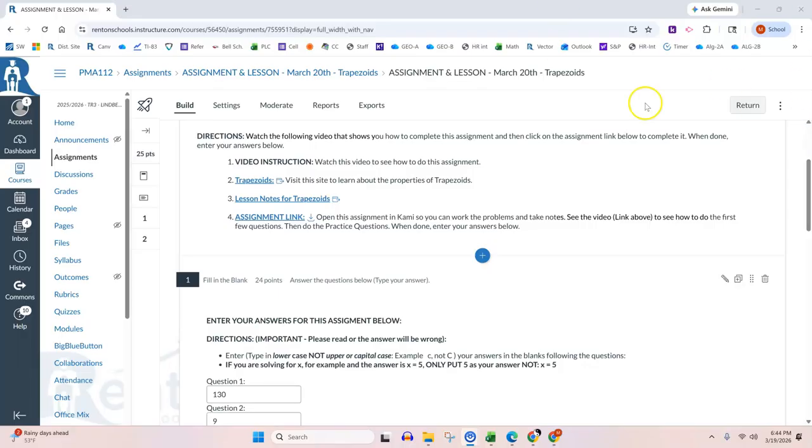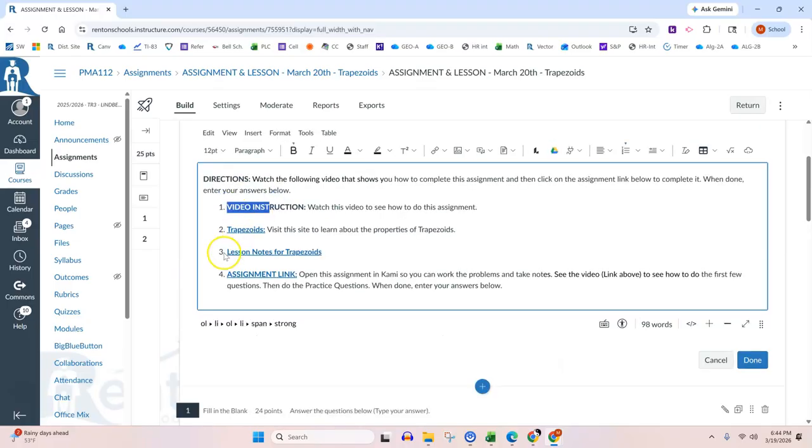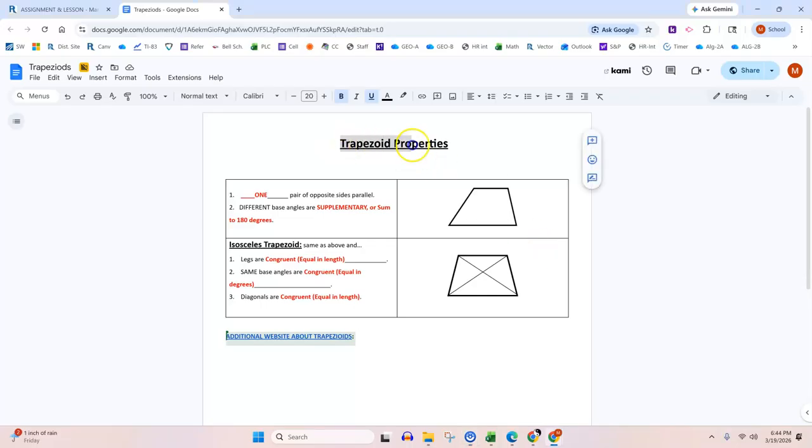So let's go back to Canvas and let's go ahead and open up this lesson notes for trapezoid. So go ahead and click on that. Okay, so when you open this document here, this will tell us some of the key properties that we're going to use to do today's assignment.